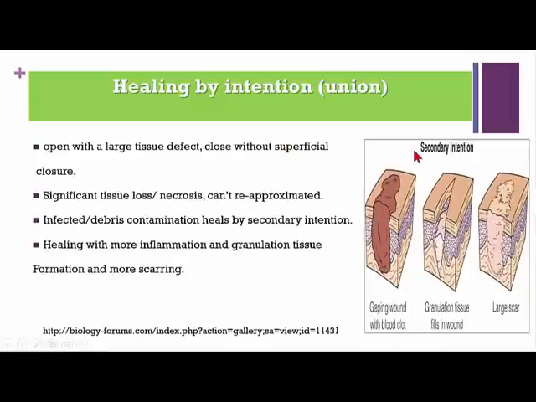Let's see healing by secondary intention. It occurs in an open, large tissue defect and closes without superficial closure. We can see the gaping of the wound. A large tissue defect is there without any superficial closure, and here we can see the blood clot. There is significant tissue loss and necrosis, so we can't reapproximate it. Wounds with infection, debris and contamination are healed by secondary intention. There will be granulation tissue formation, more inflammation and more scarring in healing by secondary intention.